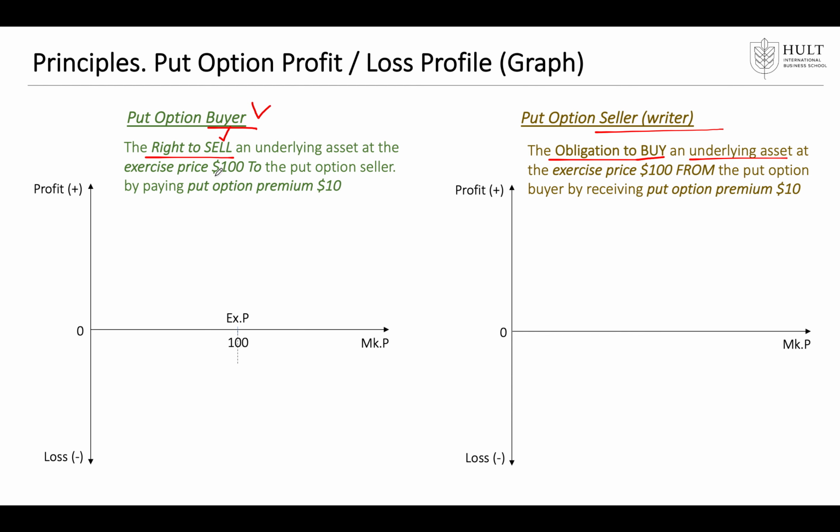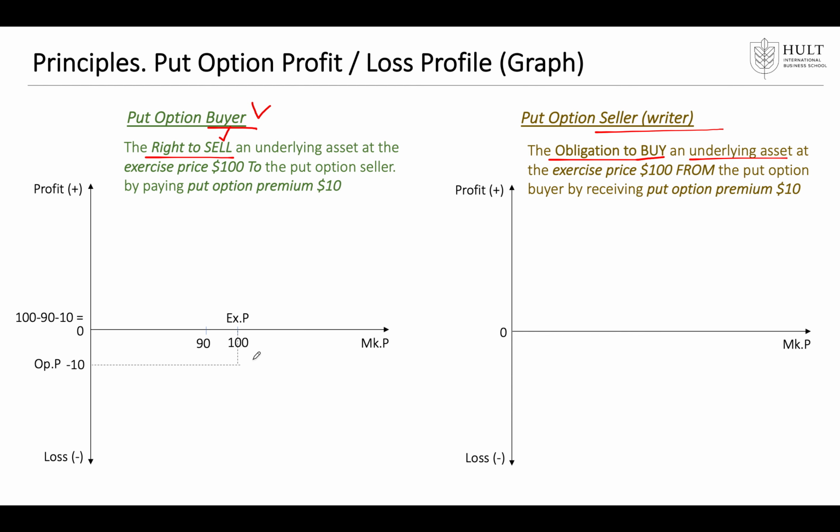The exercise price is still $100. That means that the put option buyer should pay the put option premium $10 to the put option seller. So when the market price $100, they enter into this contract by paying $10, exercise price $100. So the profit and loss is the option premium, $10 loss for the put option buyer's point of view, because they just paid.